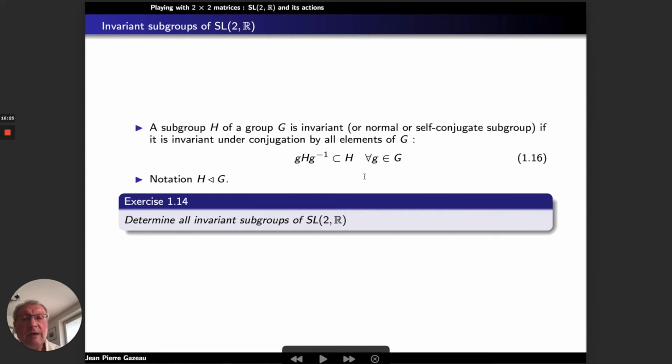That means G H G minus 1 is always a subset of H, for any g in the group. And the notation is H is invariant in G, which gives the meaning of this symbol. So exercise, determine all invariant subgroups of SL2R.